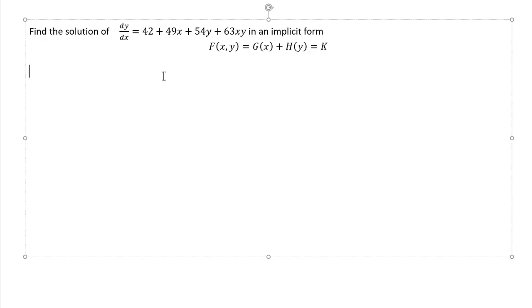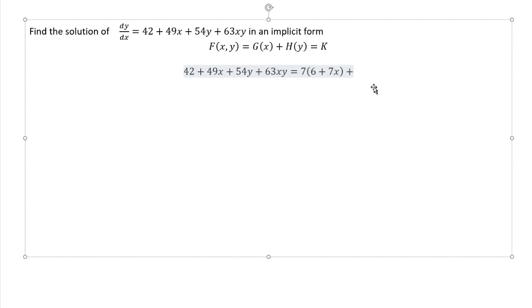First of all, we will try to factor the right side, because being separable means that you have to be able to write this right side as a product of a function of x and a function of y. For this form, the way you factor it is by factoring by grouping. So look at 42 and 49. 7 is a common factor, right? So we're going to factor the 7 out. 7 times 6 is 42, and 7 times 7 is 49. So if you factor 7 out from the first two terms, you get 7 times (6 plus 7x).